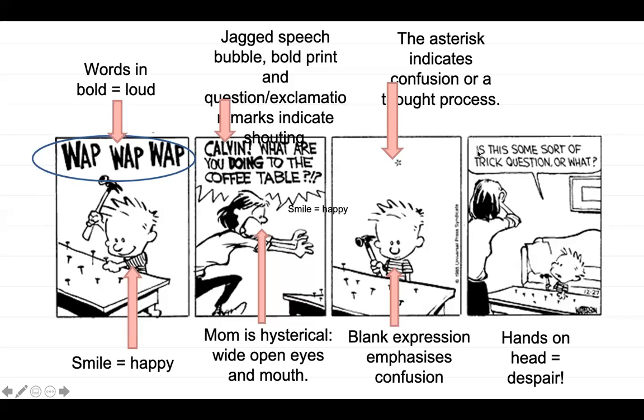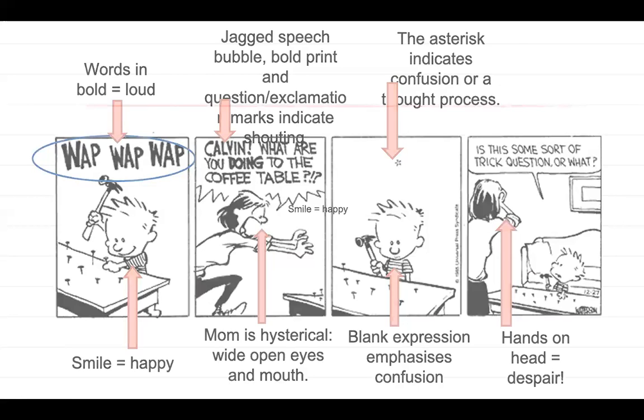Now in the fourth frame, is this some sort of trick or what? No, it's asking. Why? Look at this. It's asking, is this some sort of trick or what? Right, now, the mom's hands are on her head, right? To show despair. It's like, oh my God, okay, right? Okay.